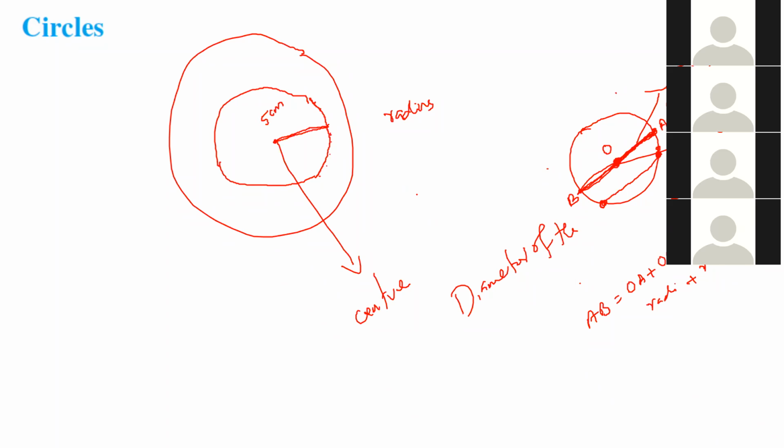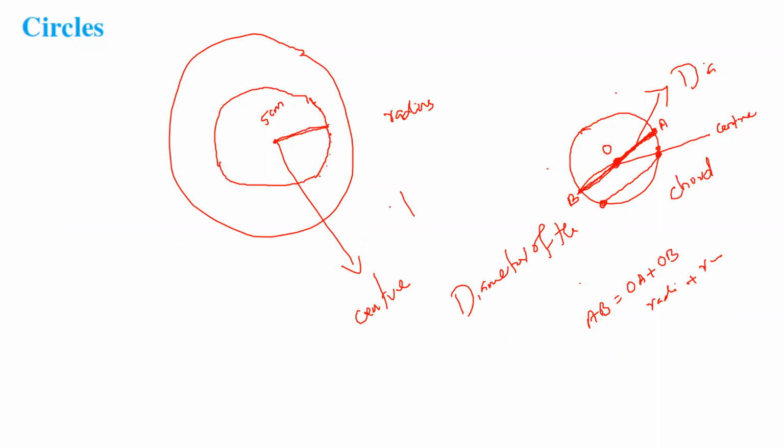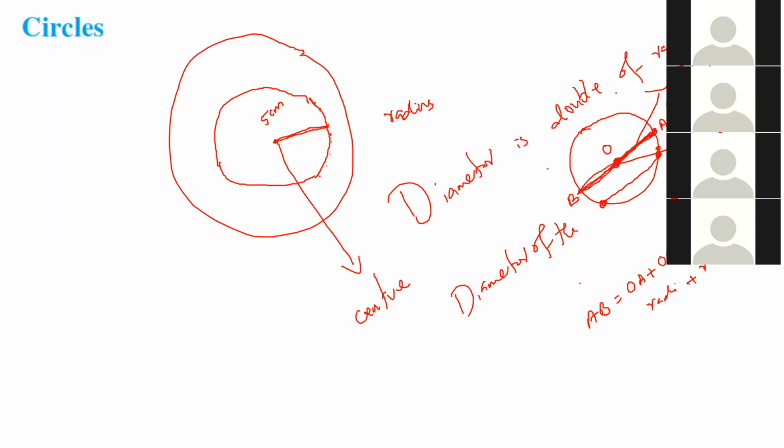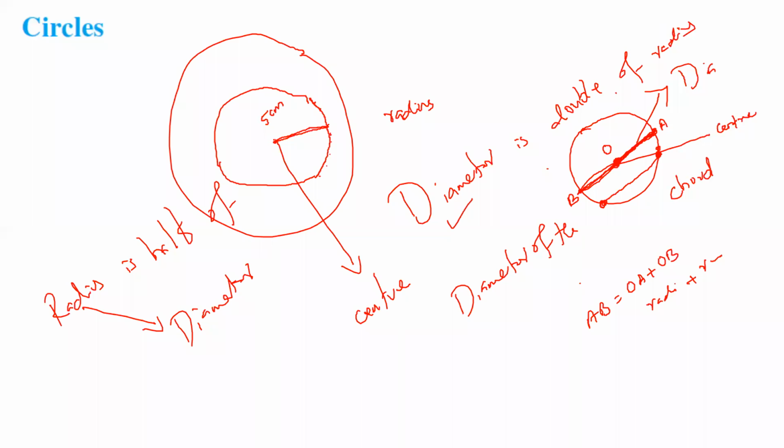What is the relation? How are the radius and diameter related? Diameter is double of radius, or we can say radius is half of diameter. Both ways you can say. What is the relation between radius and diameter? Radius is half of the diameter, or you say diameter is double of radius. Both are correct. Now we discussed what is the center of a circle, what is radius, what is chord, what is diameter, and their relation.